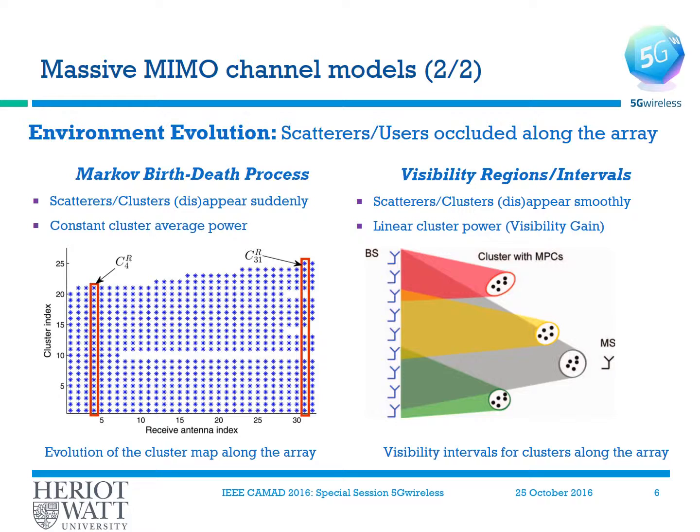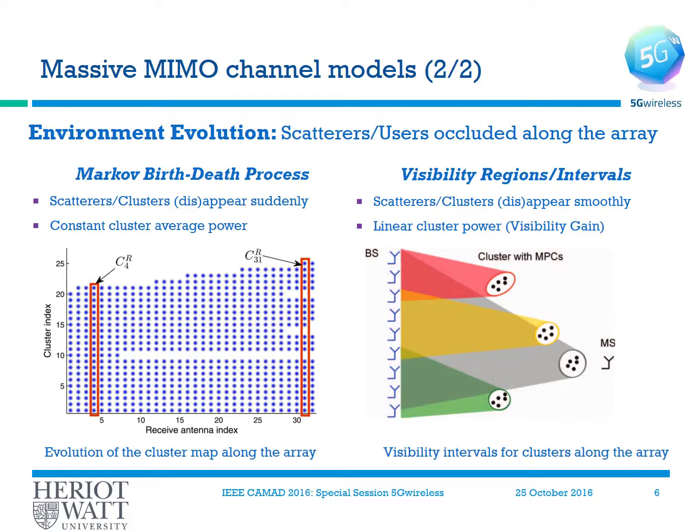In regard to environment evolution and focusing on clusters, recent models include two different approaches. First, the so-called cluster appearance and disappearance through a Markov birth and death process. In this approach, clusters of constant power appear and disappear suddenly from one antenna to the following.